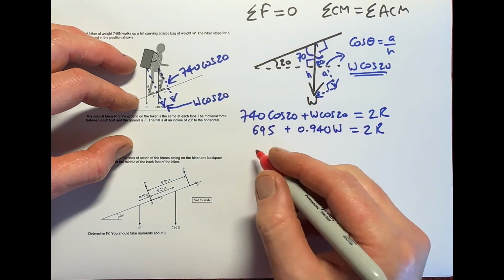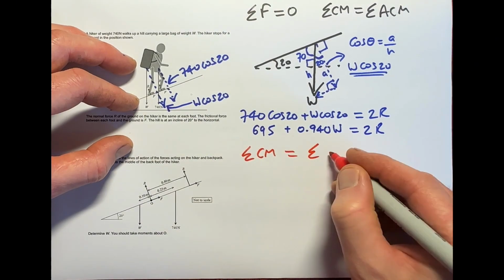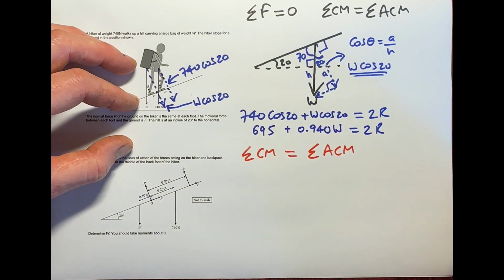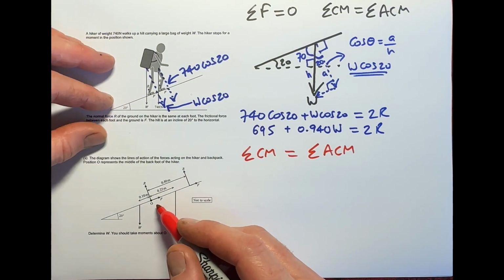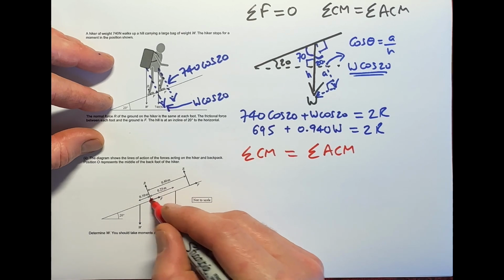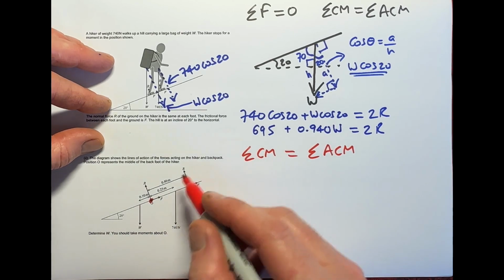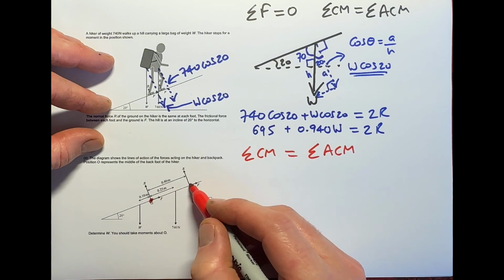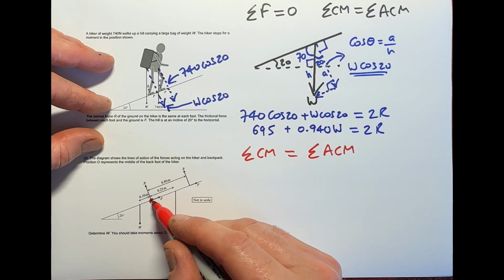Okay, so the next thing to think about now is the moment. So we're thinking about moments now. So the sum of the clockwise moments equals the sum of the anti-clockwise moments. That's where we're starting off. And then if you come down here, you can see we've got a situation with moments. So we're going to use O as our pivot point. And you'll know from moments that the moment is the force multiplied by the perpendicular distance from the pivot.